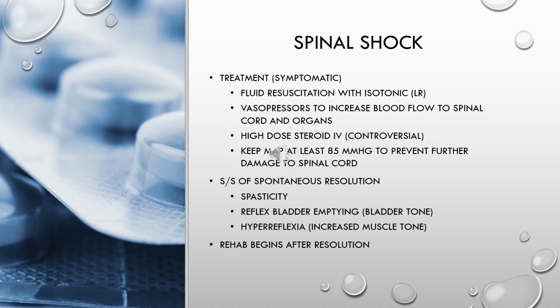So how do we treat it, or what do we do with this particular disease process? Well, usually you treat the symptoms, so it's symptomatic treatment. So fluid resuscitation, oftentimes with something that's isotonic like LR or normal saline to help with the hypotension, just kind of like we did with neurogenic. Yes, you may have to give vasopressors if you have a decrease in blood flow due to hypotension to the spinal cord or to the organs.